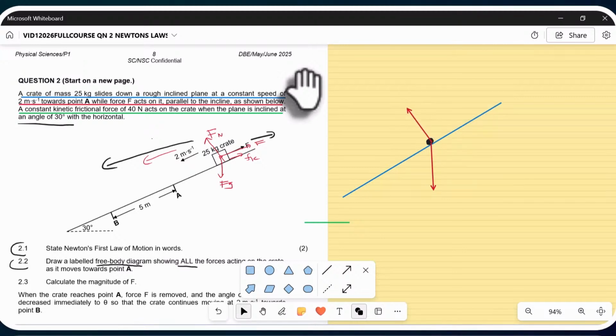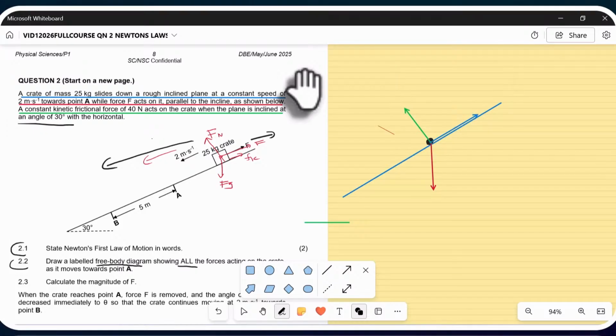That's our normal force, which is perpendicular to the surface. And then we have the applied force F. You see it is pulling upwards, so I must put it to act upwards. The applied force F is parallel to the plane, like you can see. But also, apart from the applied force, we have the frictional force acting on the object.